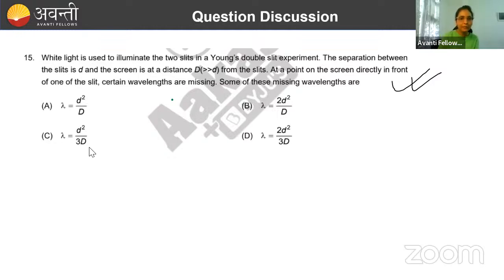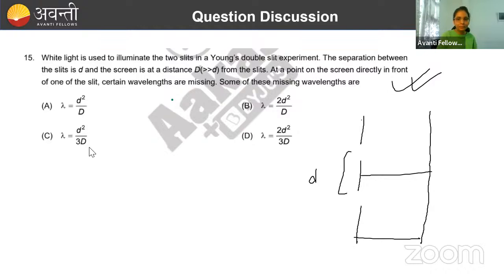White light is used to illuminate two slits in Young's double slit experiment. So we are not using a monochromatic source, we are using white light. So white light will have several wavelengths, right? Now the separation between the slits is given as small d, and the distance between the slits and the screen is capital D. The approximation is true here: D is far greater than small d.